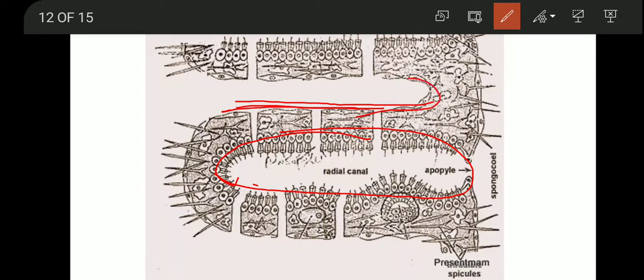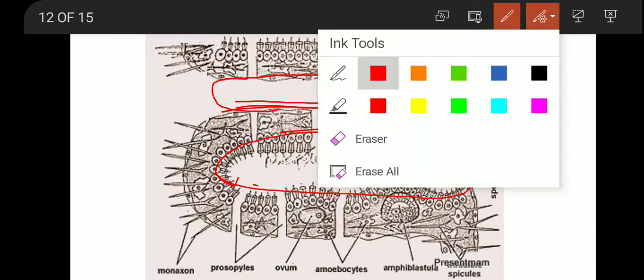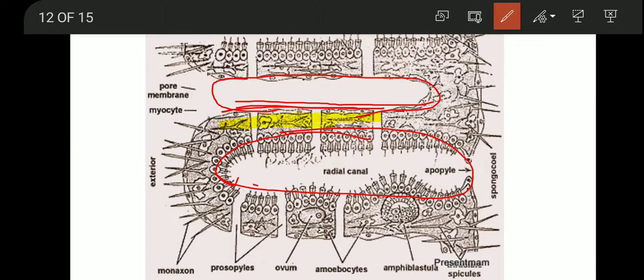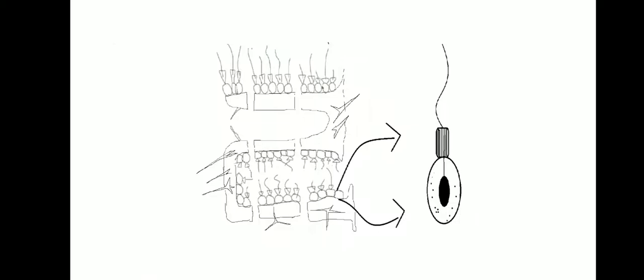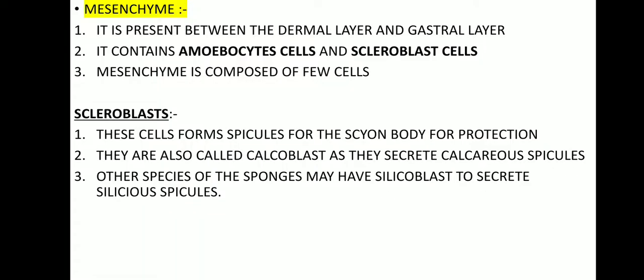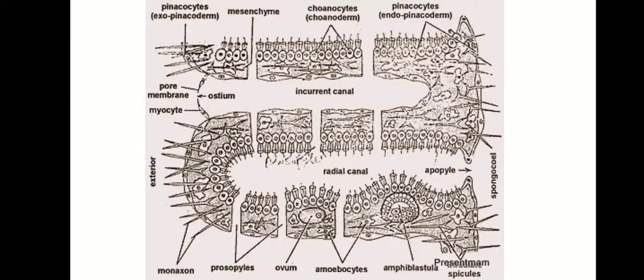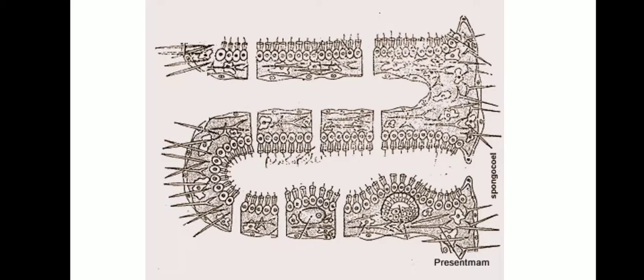Okay, this entire thing is the dermal layer. And in between is the mesenchyme. In the mesenchyme, we find spicules, nothing but spicules. And we also find some types of cells like this.